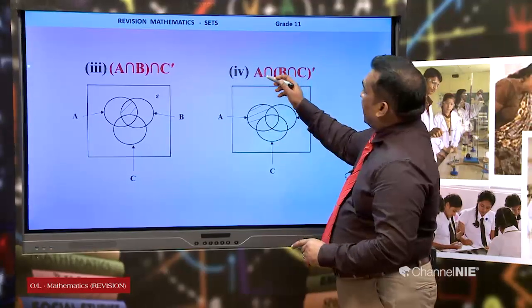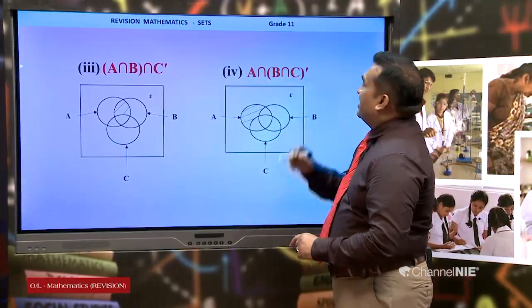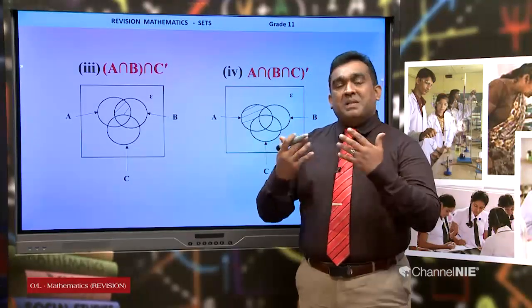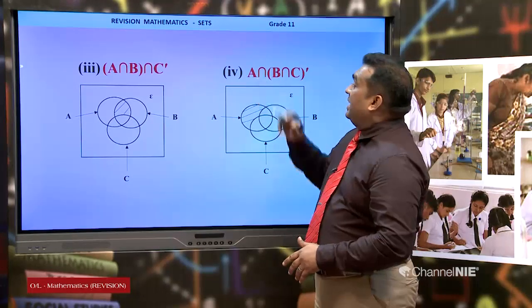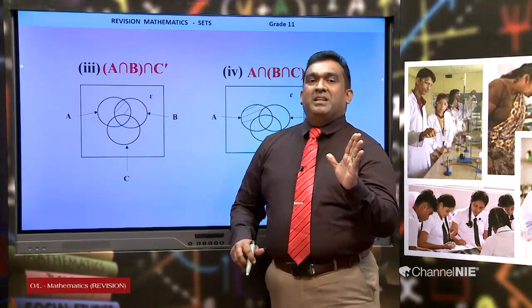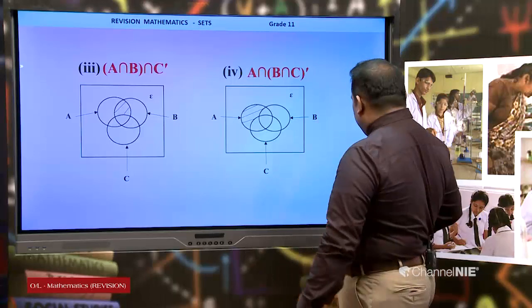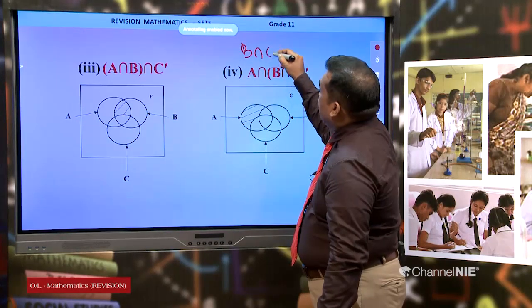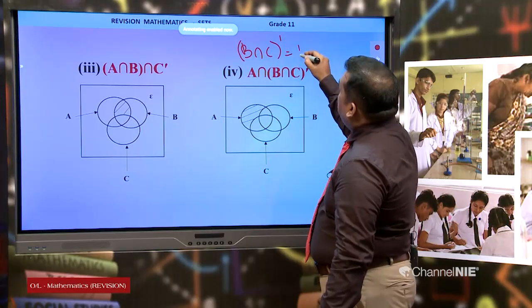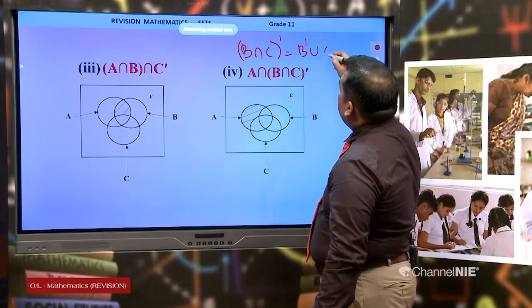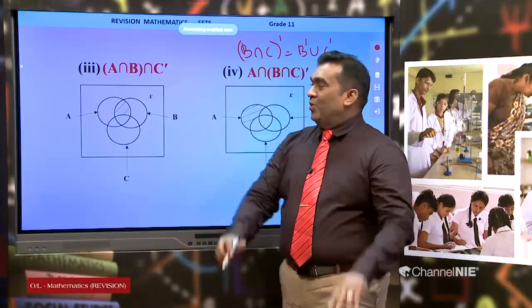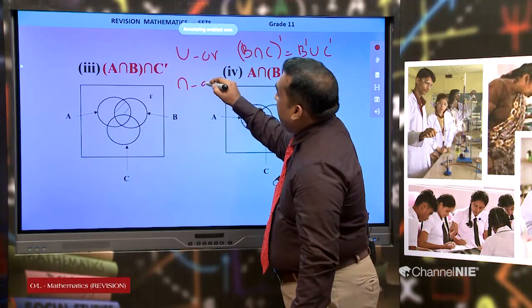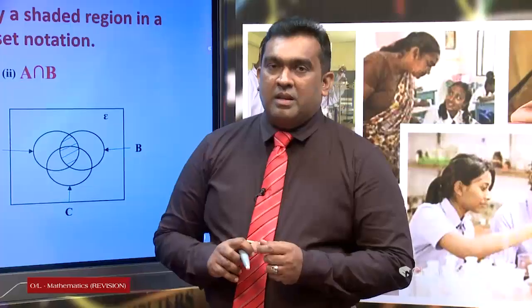Next one, A intersection, here B intersection C. Intersection means except B, except C. You consider only A. There is a set rule: B intersection C complement equals B complement union C complement. Union means OR, intersection means AND.